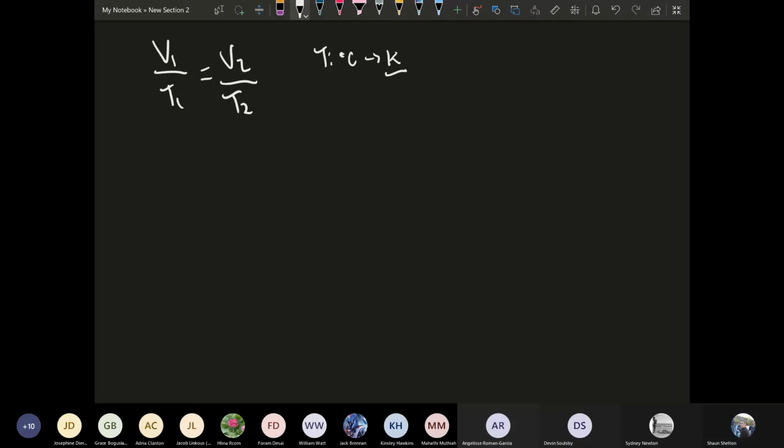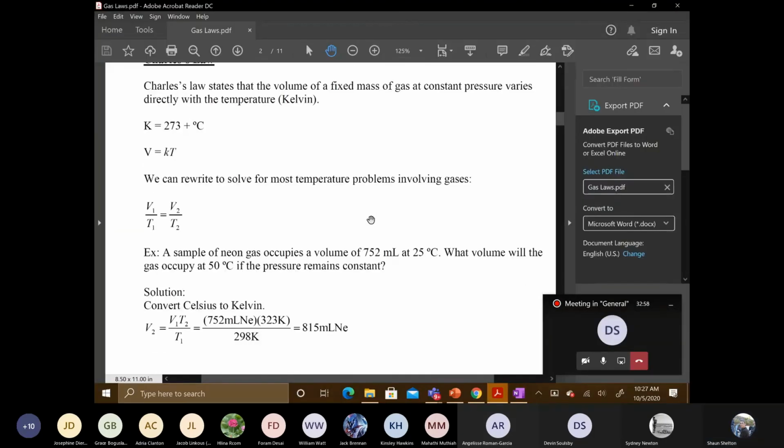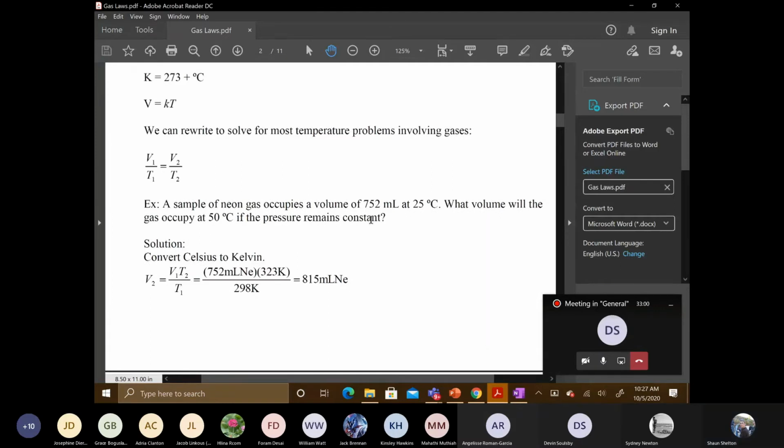All right, now how do we go about a problem here? Let's look at an example that's in the lecture notes. The example says that a sample of neon gas occupies a volume of 752 milliliters at 25 degrees Celsius. What volume will the gas occupy at 50 degrees Celsius if the pressure remains constant? So we have an initial volume and temperature, and then we're looking for V2, and the temperature is 50 degrees Celsius.